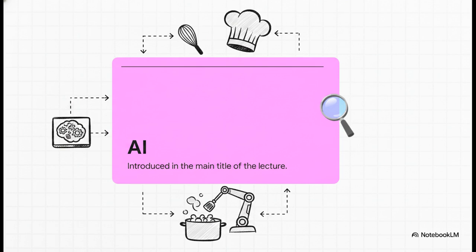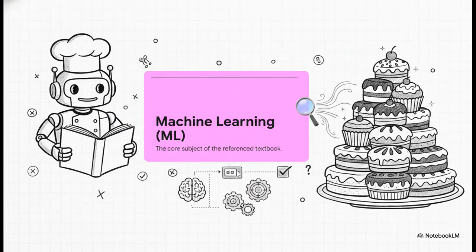Think of it kind of like wanting to build a robotic chef. The goal, the AI, is to have a machine that can operate a kitchen, understand flavor profiles, and serve up a perfect meal just like a human chef would. It's the broad umbrella term for machines doing smart things. Then we have ML, machine learning. Now, this is a specific subset of AI.